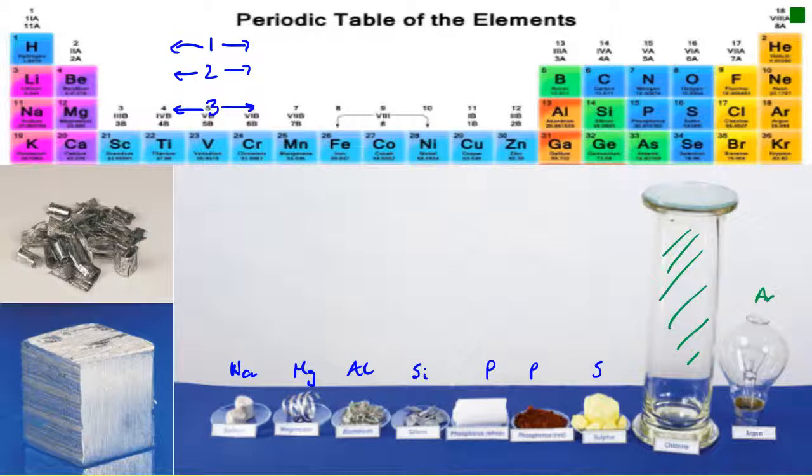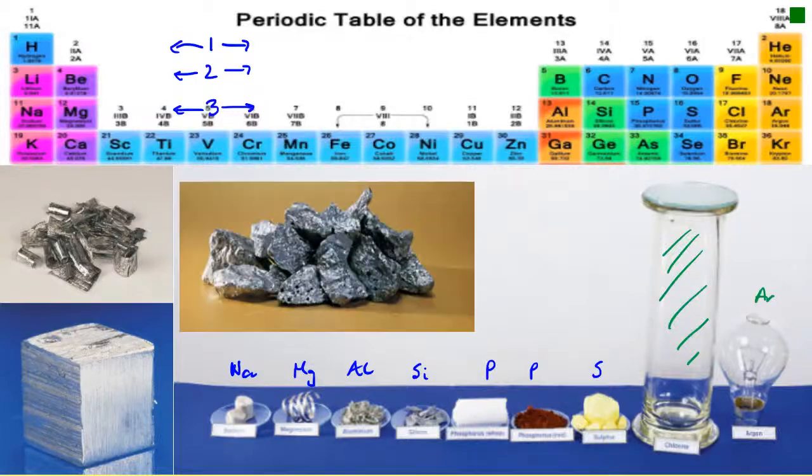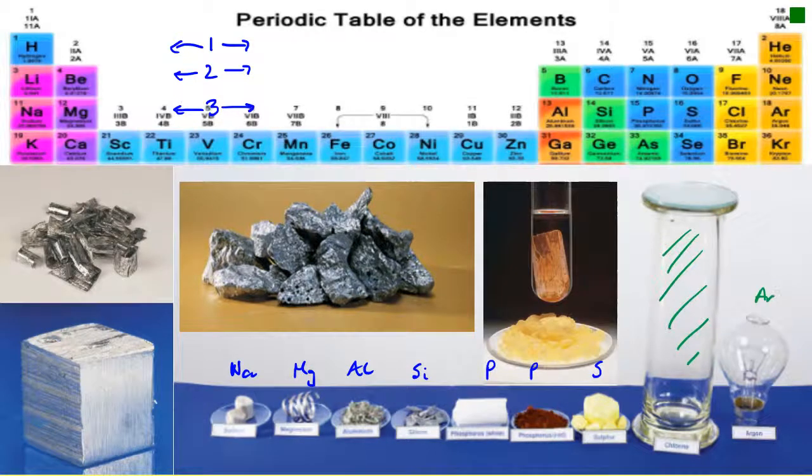Some people might describe silicon as a metalloid. That's a picture of silicon. That's what silicon looks like in its elemental raw form. Then here's some phosphorus and sulfur. There we've got some red phosphorus in the tube and some sulfur in what looks like a little dish, and again we've got the gases chlorine and argon there at the end. Okay, so that's the elements we're dealing with.